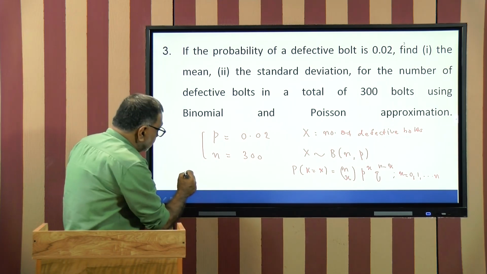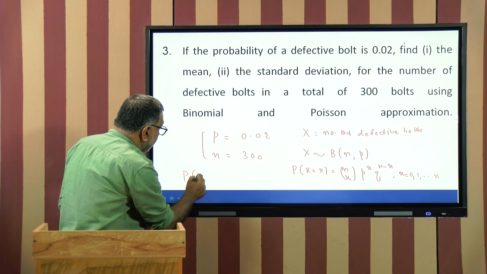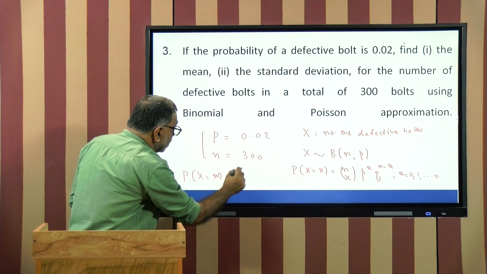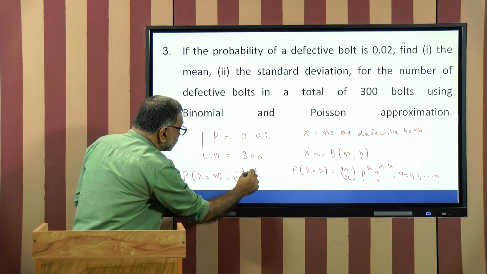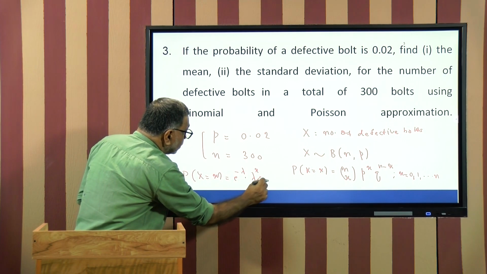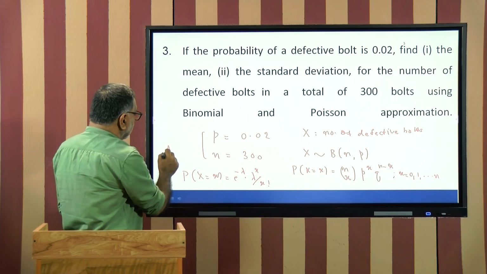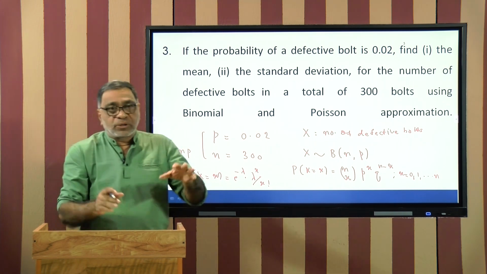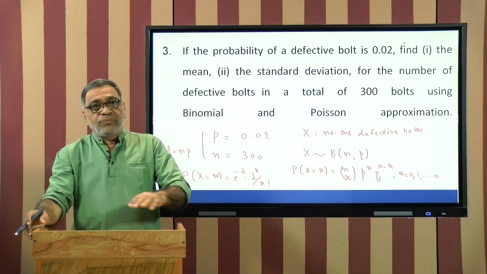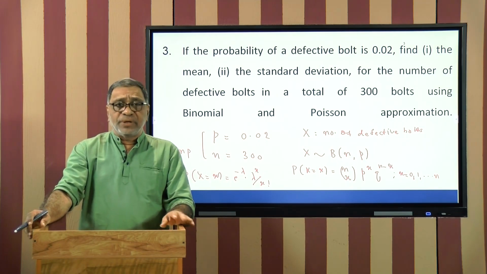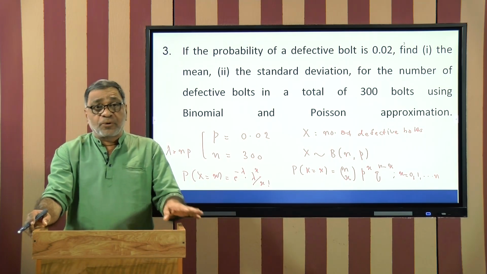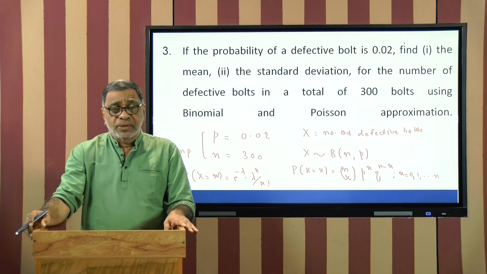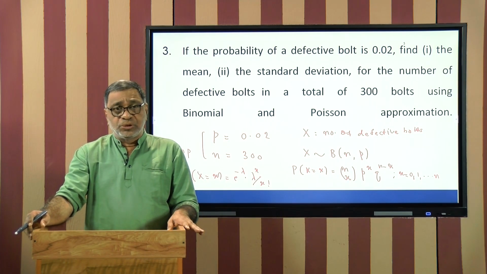And if we are using the Poisson approximation, our probability mass function is e power minus lambda, lambda power x divided by x factorial, where lambda is our value np. So this is a situation where we can use the Poisson approximation to find the probabilities or whatever quantities are required, or we can use the binomial distribution also.